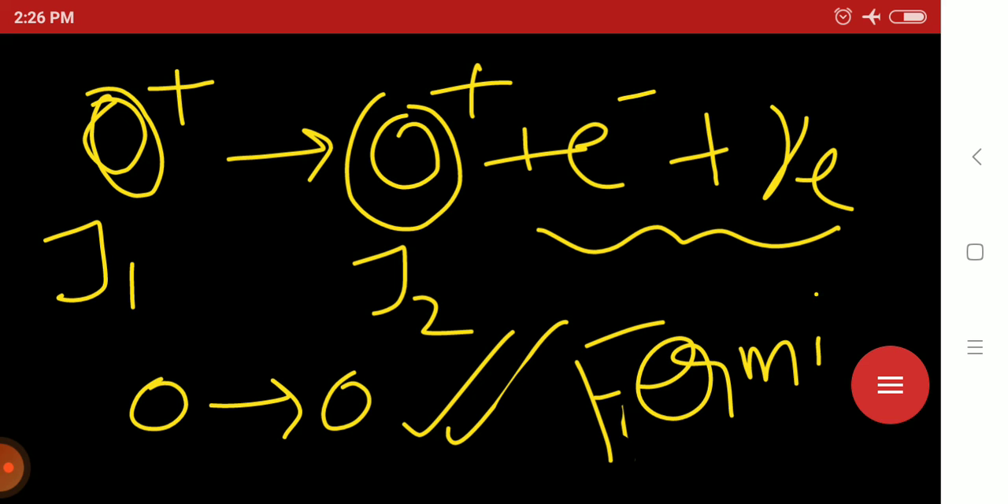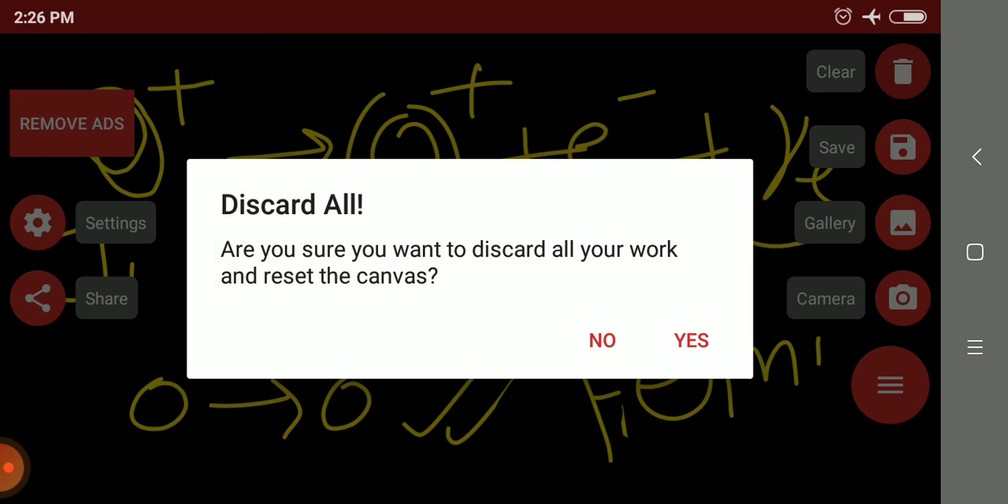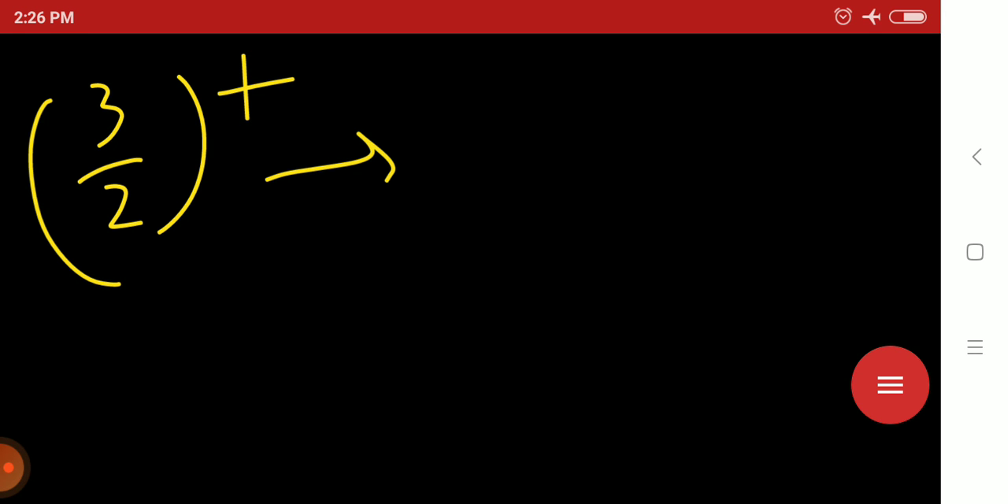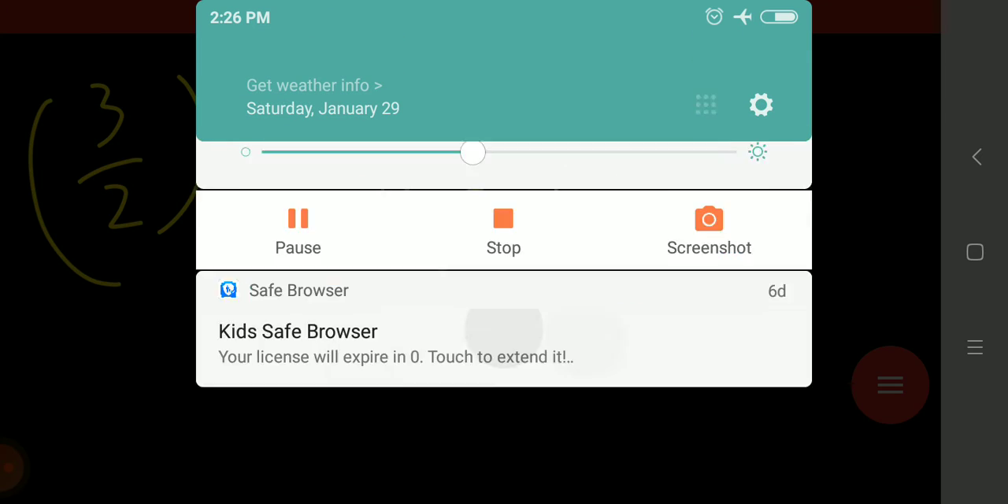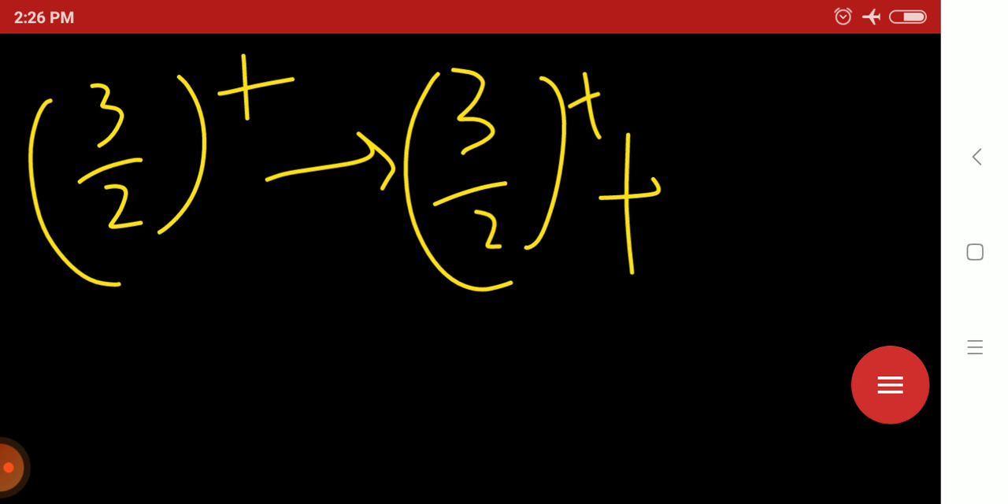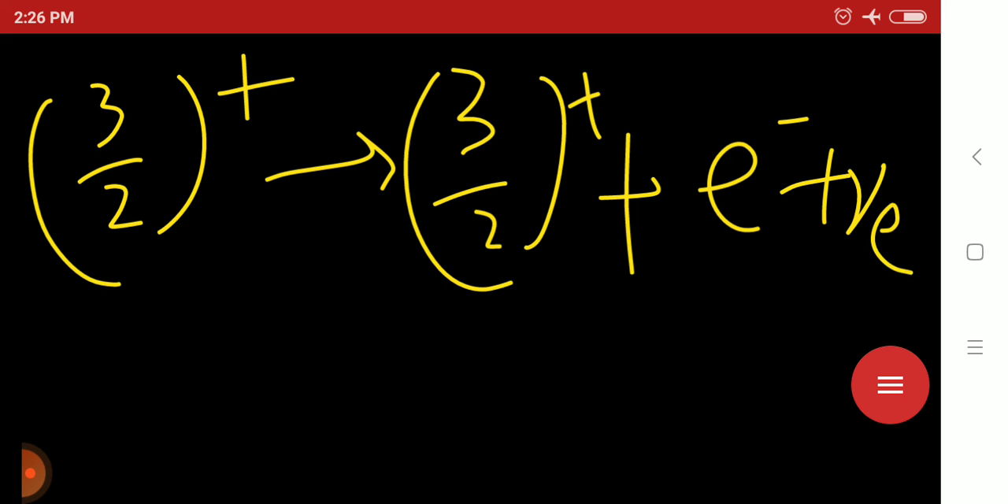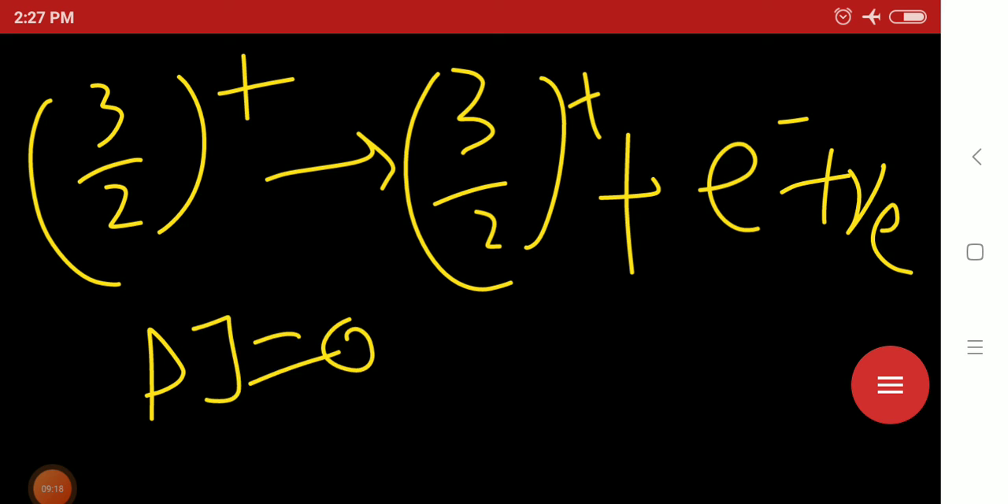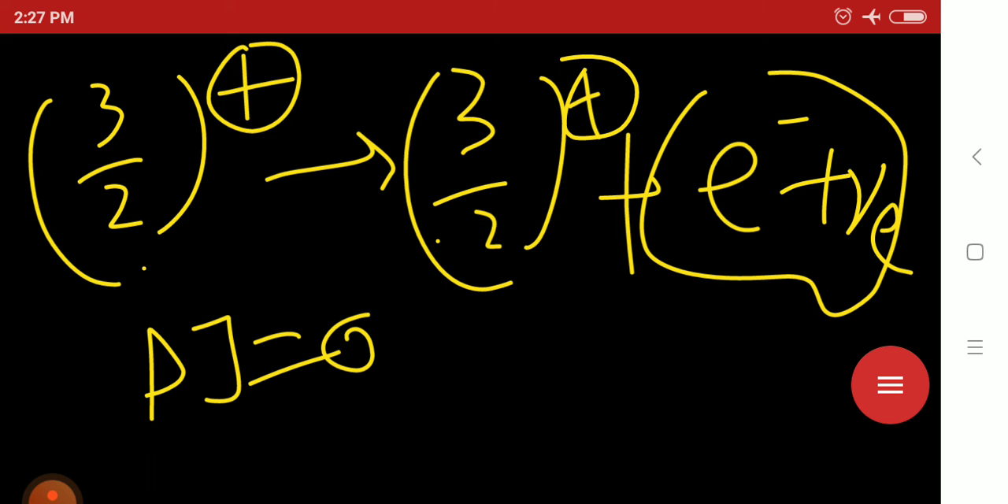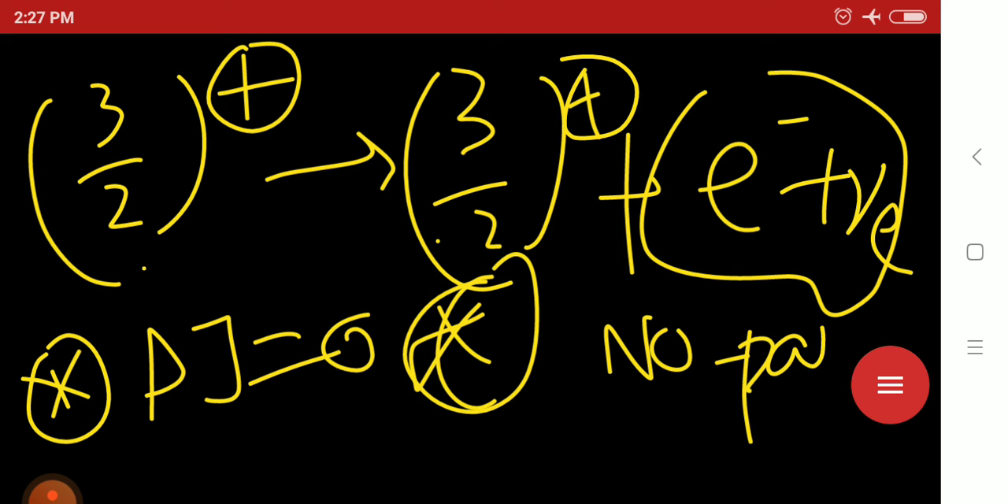I am taking another example of allowed Fermi transitions. Another example is if I take 3 by 2 plus goes to electron plus neutrino. So 3 by 2 plus, electron plus neutrino. Here also delta J is 0. That means 3 by 2 and 3 by 2, 0. Parity change? No parity is changing. Here also plus, here also plus. Electron and neutrino are emitted. That means here delta J is 0, no parity change, and electron and neutrino are also emitted.